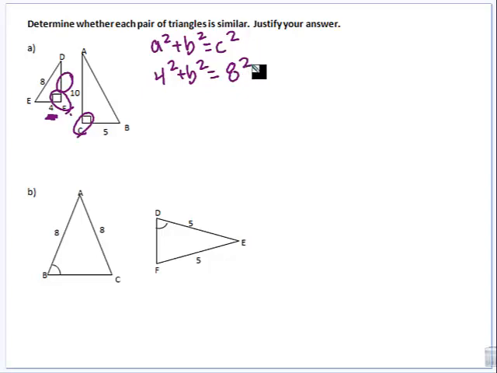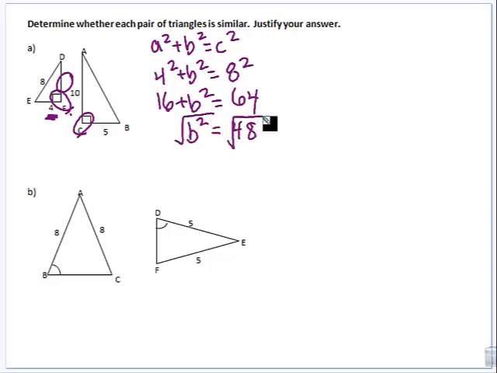What's 4 squared? 16. What's 8 squared? 64. So I subtract 16 over, so I get b squared is equal to what? 64 minus 16. 48. And then how do I get my b? Square root. So what's going to be the square root of 48? We'll use your calculator. Square root of 48. What is that about? 6.9. Okay, so that side is 6.9.